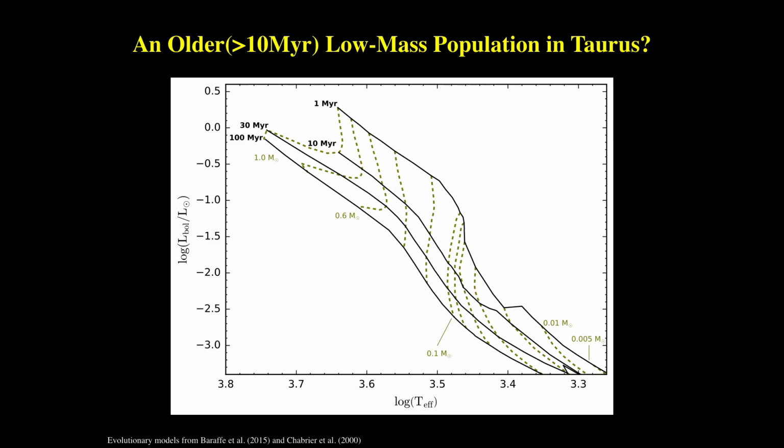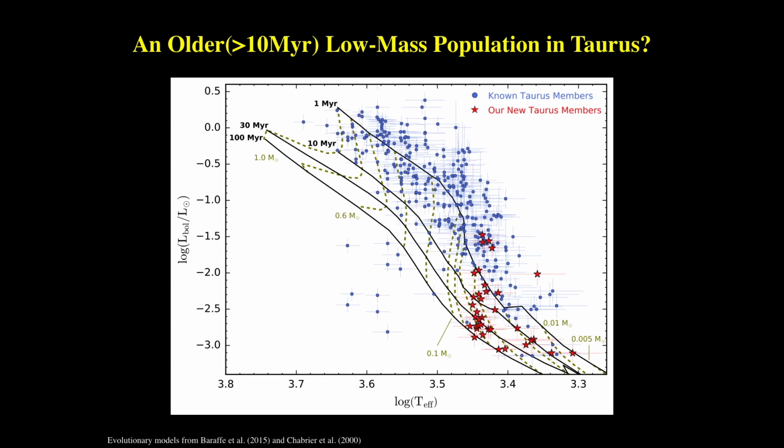Now we place all Taurus objects on the HR diagram and compare with the average models. As we can see, there are actually 2 populations in Taurus with quite different ages. The younger population, shown as green symbols, have ages of 1 to 10 million years. This is consistent with the commonly adopted young age of Taurus. However, there's another older population with relatively fainter luminosities and thereby older ages of around 10 to 100 million years.